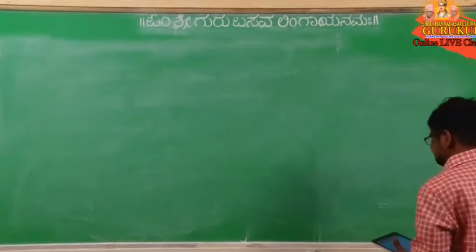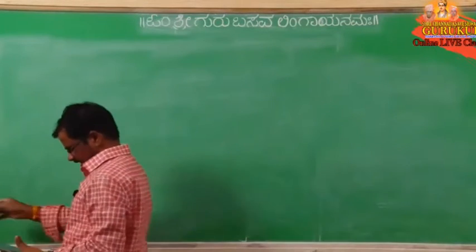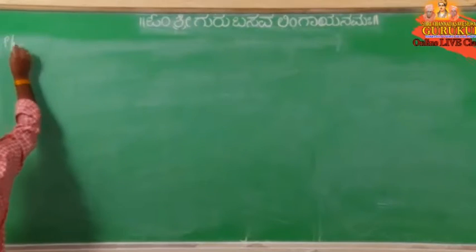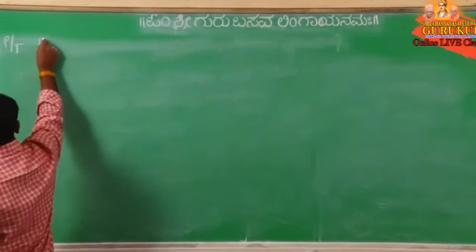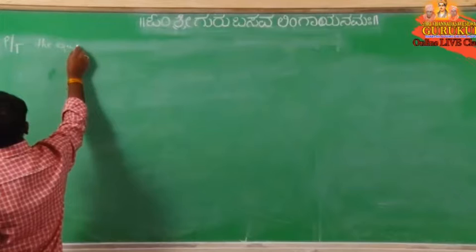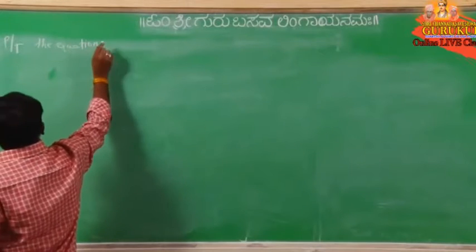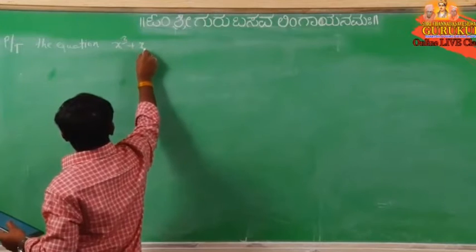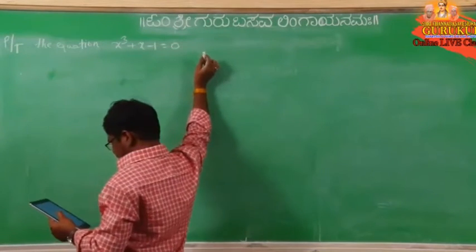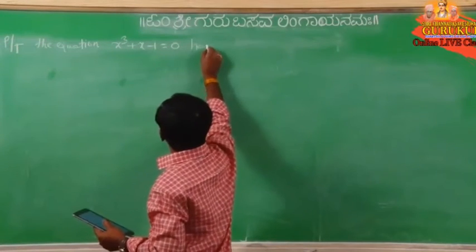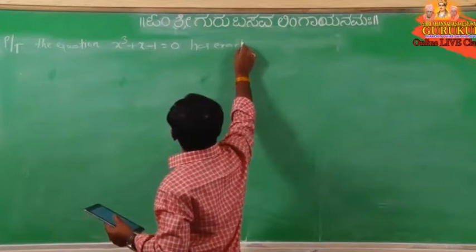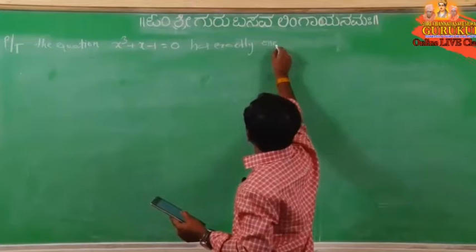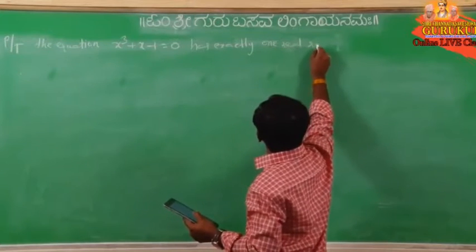Take one more problem of this type. Prove that the equation x cube plus x minus 1 equal to 0 has exactly one real root.